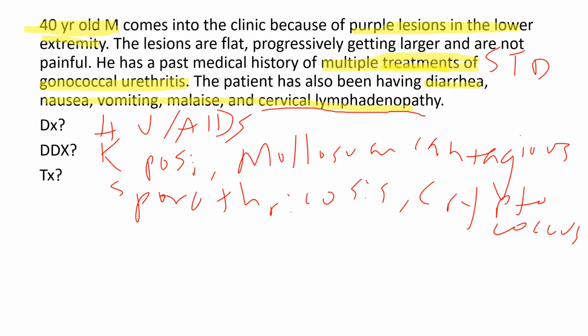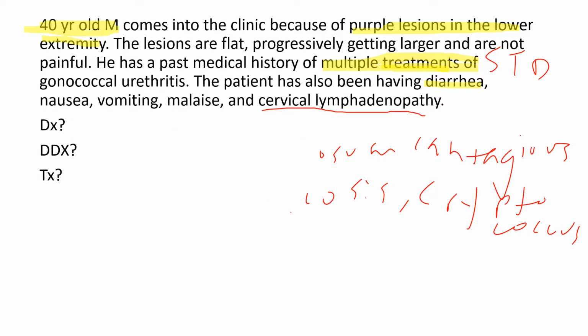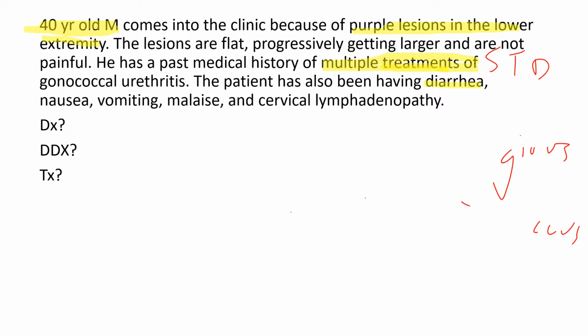So what do you do for someone like this? First thing is you want to consider all these things, and let's go through each one individually on the next slide. So we talked about Kaposi. You always want to differentiate Kaposi from something called bacillary angiomatosis. You always want to differentiate them.